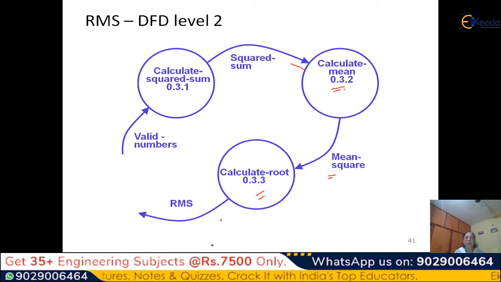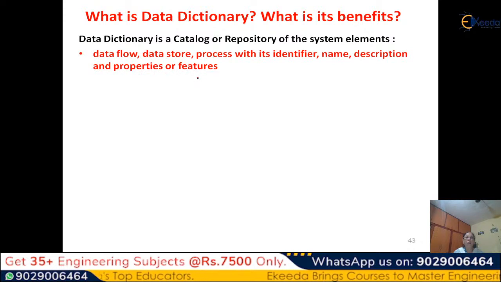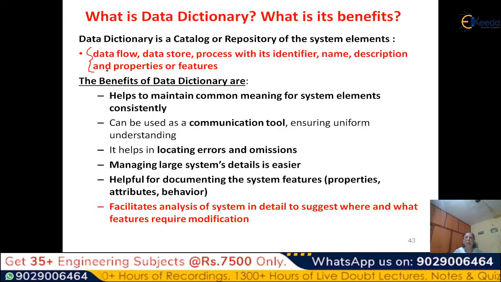So in the previous one, all this data that we have written, valid numbers, squared sum, these processes, all these things, the data flow. So we have the data flow, we have the data store, we have the processes with their identifier, name, description, properties, features. All these things are part of the data dictionary. It is a depository or a catalog. Just like we have library catalogs, we have data catalogs.